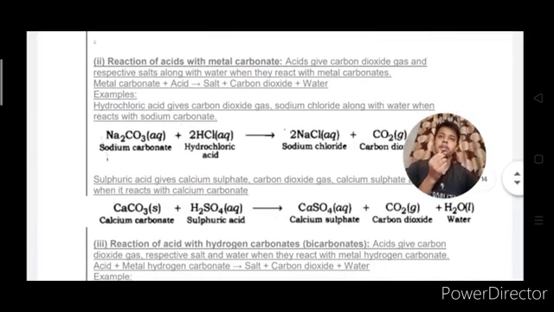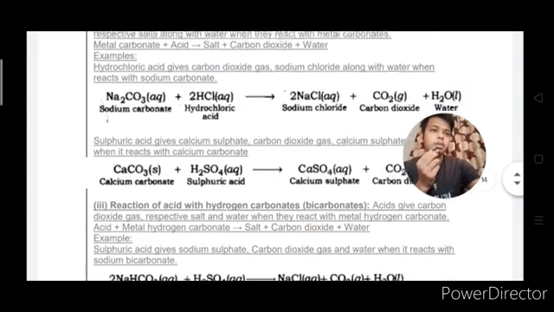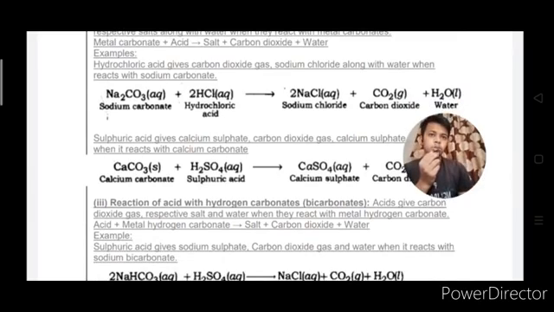What if it reacts with a metal carbonate? Whenever a metal carbonate reacts with acids, it gives you salt, carbon dioxide along with water. So the salt of sodium is sodium chloride, plus carbon dioxide plus water. You know how to balance chemical reactions, so that's the example.